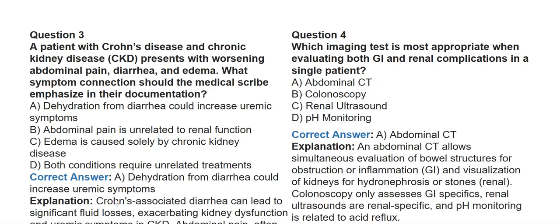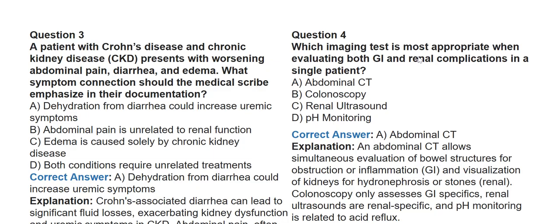Dehydration from diarrhea could increase uremic symptoms, as Crohn's associated diarrhea can lead to significant fluid losses, exacerbating kidney dysfunction and uremic symptoms in CKD. Abdominal pain, often tied to GI inflammation, may be indirectly connected to systemic fluid imbalance.